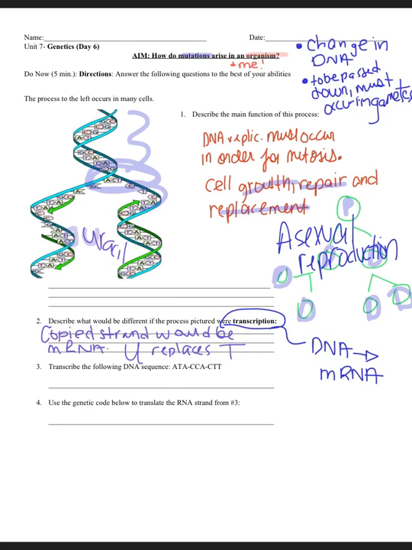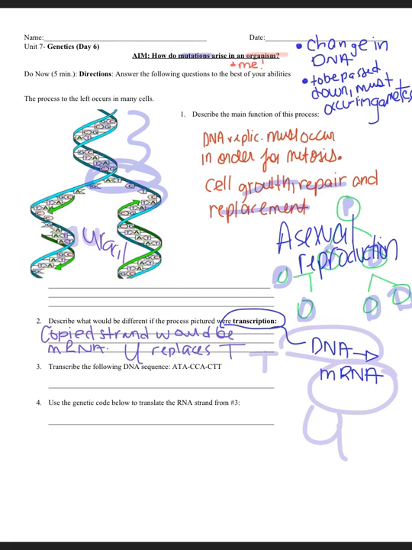And just as a reminder, the key difference between DNA and mRNA are their bases. DNA contains thymine and mRNA contains uracil. Okay? Number 3, transcribe the following DNA sequence. So we have ATA, CCA, and CTT.